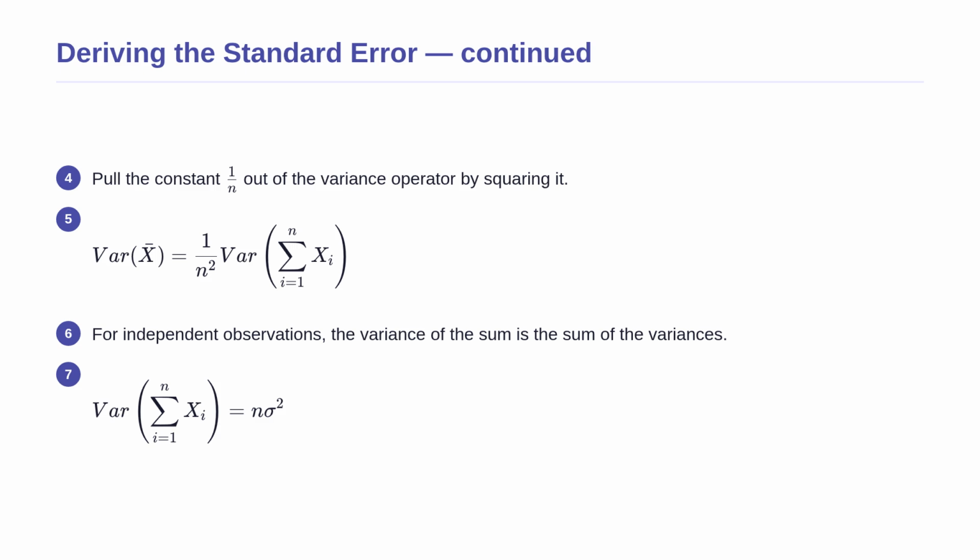Next, we look at the sum of the random variables. Because our sample observations are chosen randomly and independently from the population, the variance of their total sum is simply the sum of their individual variances. Since we are adding up n total observations and each one has a variance of sigma squared, the total variance of the sum is exactly n times sigma squared. This simplifies our complex sum into a single manageable term.